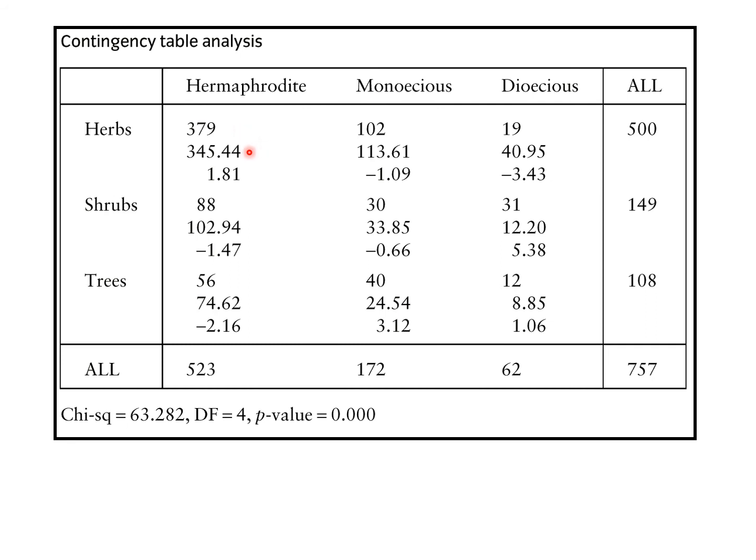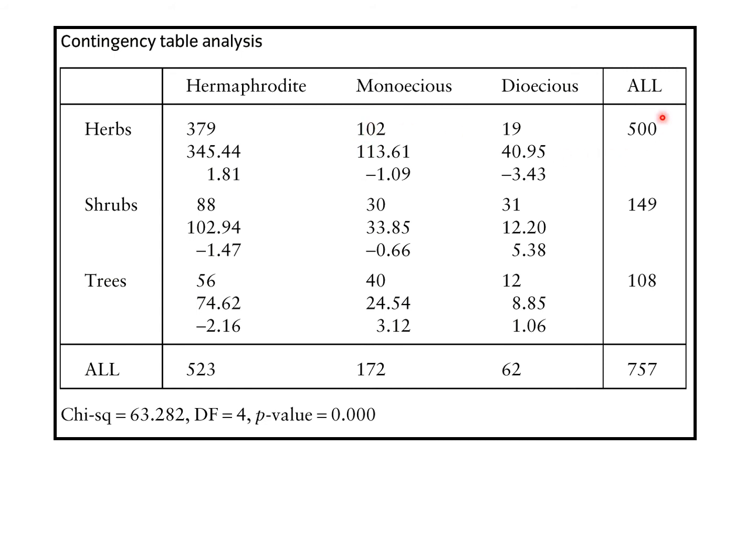Below that we have the expected value. In other words, if there was no relationship between growth form and life history strategy, that is how many observations there would be. And then we've also got a third value, right? This is a standardized residual, and really all that it's telling us is the difference between observed and expected. And where the value is positive, it means that the observed is bigger than expected. And where it is negative, it means the expected is bigger than the observed.